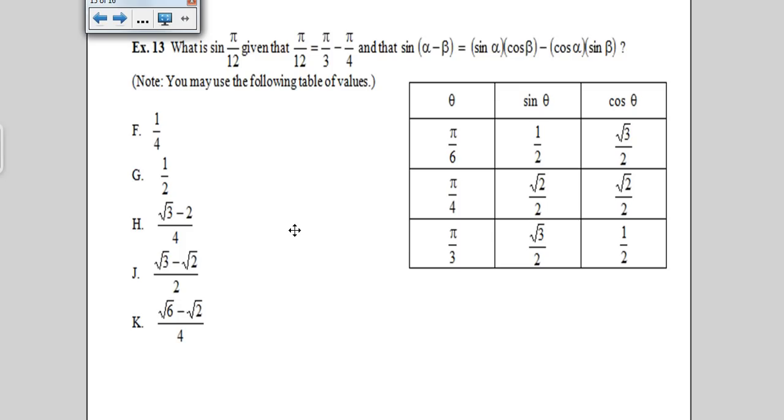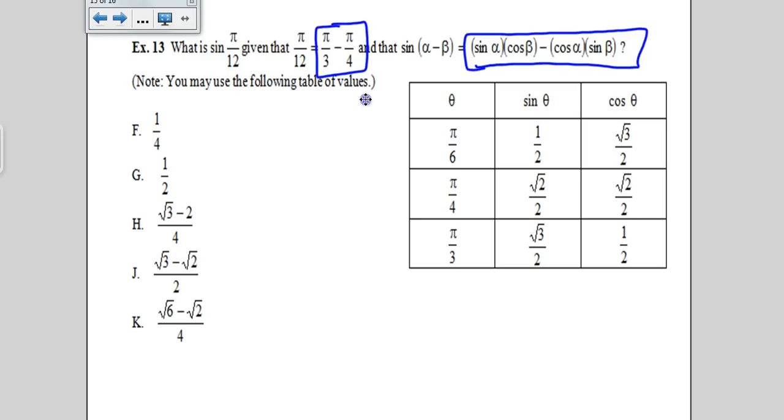So the sine of pi over 12 is what we need to calculate. And then they give you this little formula here, which is the difference of two angles. And it says if you can break an angle up into a subtraction problem, it becomes this. Ugh. So they told you how to break up pi over 12. They said to break it up like pi over 3 minus pi over 4. So that means the pi over 3 is going to be the alpha, and the pi over 4 is going to be the beta.